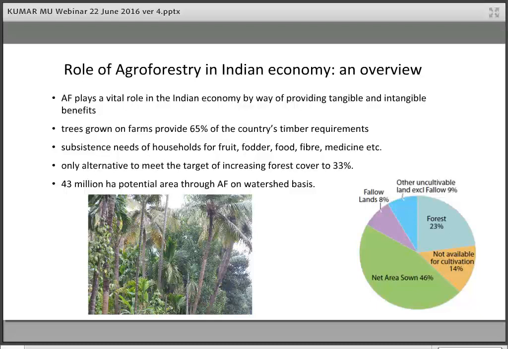Some estimates show that there are about 43 million hectares of land area potentially suitable for agroforestry. However, the actual extent of agroforestry area in the country is much less. According to some estimates, this may range between 11 million hectares and as high as 25.6 million hectares. There are several constraints that prevent the adoption of agroforestry by farmers at large.